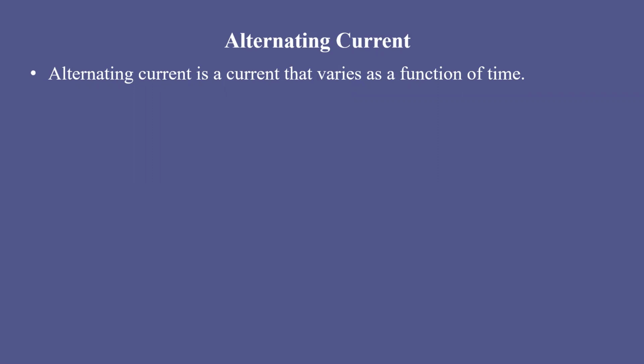So today we'll try to discuss the basics of alternating current. Alternating current means AC. So AC signal is called alternating current. Alternating current is a current that varies as a function of time. The magnitude and direction of current in alternating current vary with time. It will change its direction, and it will also change its magnitude. So basically, it will have the sinusoidal form, which is the conventional form of alternating current.